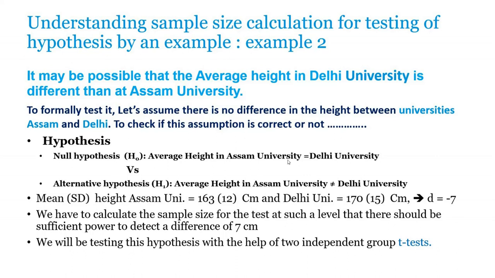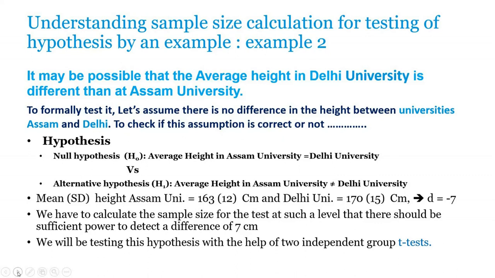1 unit, 2 unit, 10 unit, we can take it. It's based on the sensitivity of the parameter which you are studying. So let's say the mean height of Assam University is 163 with SD 12, and Delhi University is 170 with SD 15. And my allowable difference is 7 units.